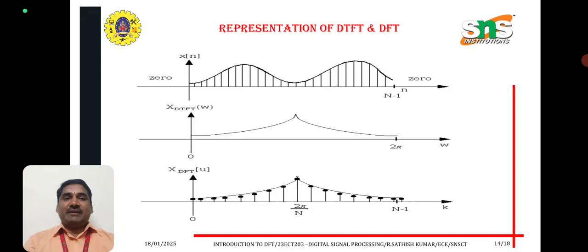Next, this is the representation of DTFT and DFT. First, x of n with respect to n represents a discrete time signal. When we apply the DTFT to x of n, it produces the output over 0 to 2 pi with respect to omega. For the above discrete signal, we can find the discrete Fourier transform, which is represented by discrete time with respect to 0 to N minus 1, and 2 pi divided by N with respect to k.